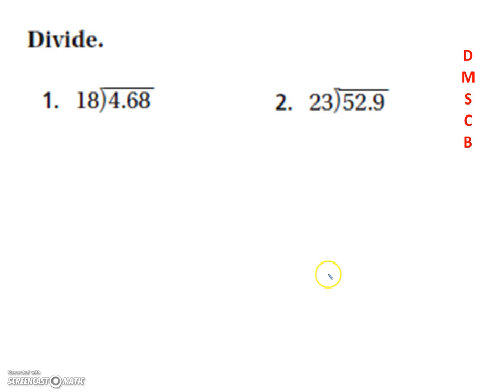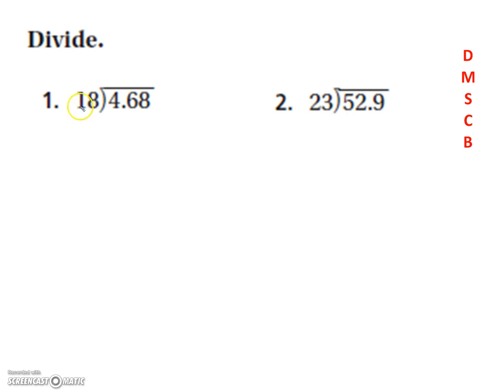Today we talked about dividing decimal numbers by two-digit divisors. This is the same thing as dividing whole numbers by two-digit divisors, except you just put a decimal in your quotient. So I'll go over a couple of examples.